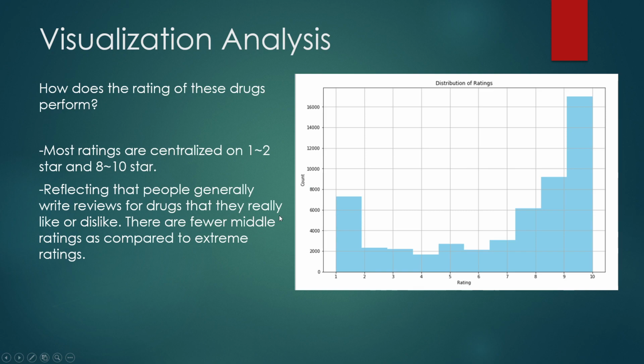So how do the ratings of these drugs look? We can see the rating distribution map, and it seems that most ratings are concentrated at 1 or 2 and 8 to 10. This phenomenon can reflect that people write reviews for specific drugs that they really like or really dislike.